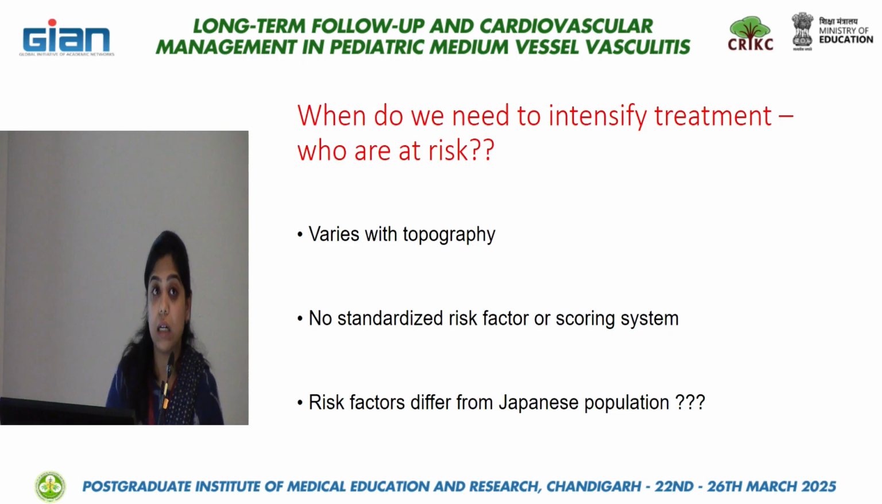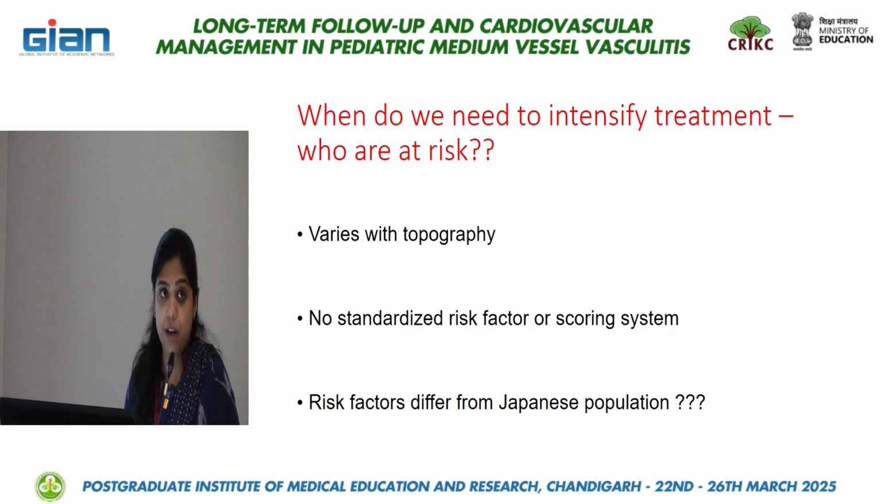There are a lot of risk factors based on the area the person is from. The US has different scores and Japan has different scores, so it varies with topography. There is no standardized risk factor or scoring system. It varies in different parts of the world, and the risk factors differ between countries, especially Japan, India, the US and others.